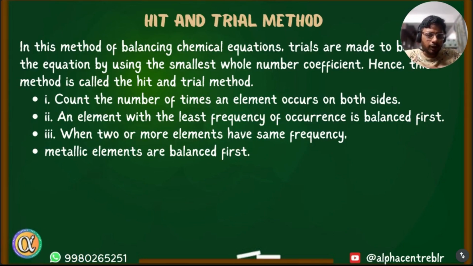The rules which you can follow: you can count the number of times an element occurs on either side. First, you just see which element occurs how many times, so that we can balance the elements which are not balanced first. An element with the least frequency of occurrence is balanced first. This is the second point we can keep in mind. We'll try to balance those elements which have lesser frequency. Mostly you will find that in a chemical equation, metals have lesser frequency than non-metals. So if two or more elements have the same frequency, we can try to balance the metallic element first.